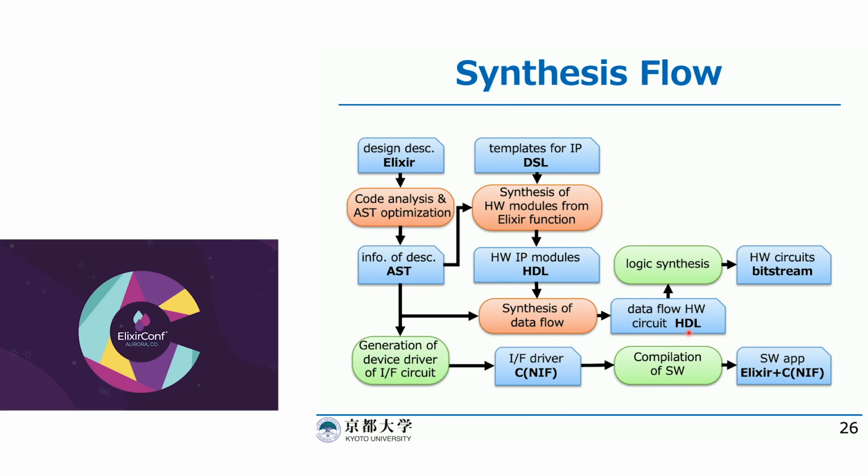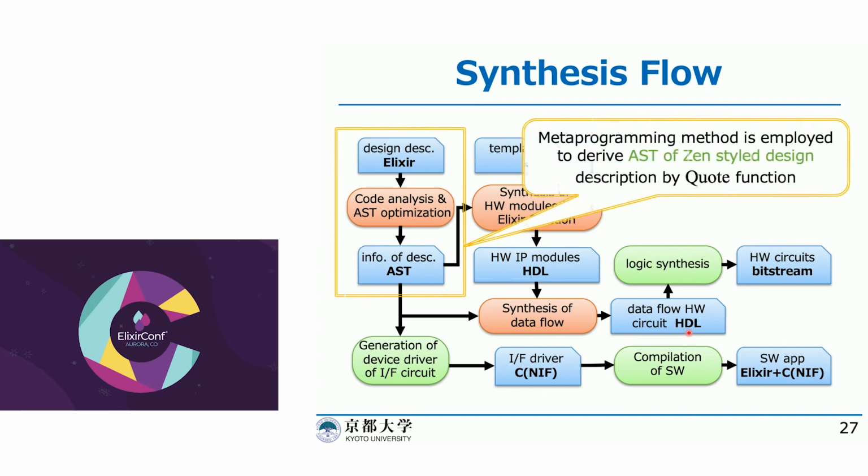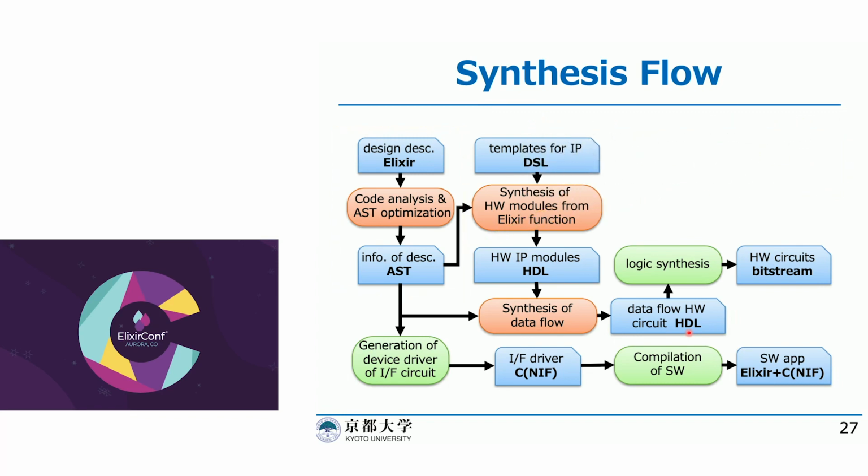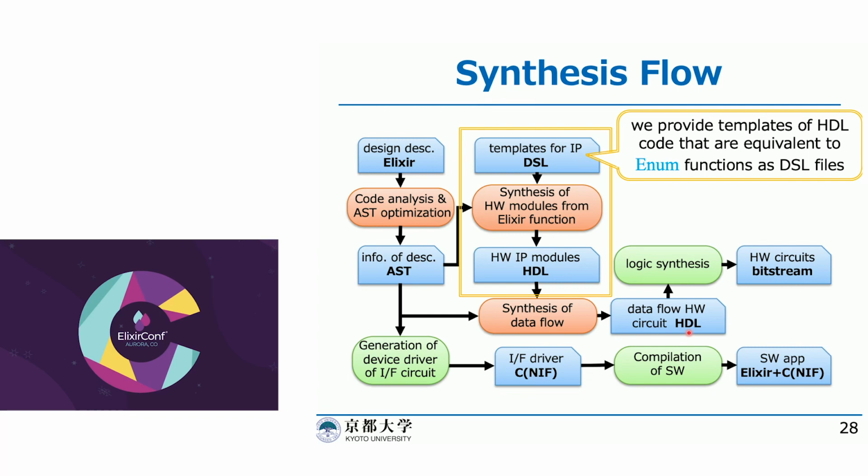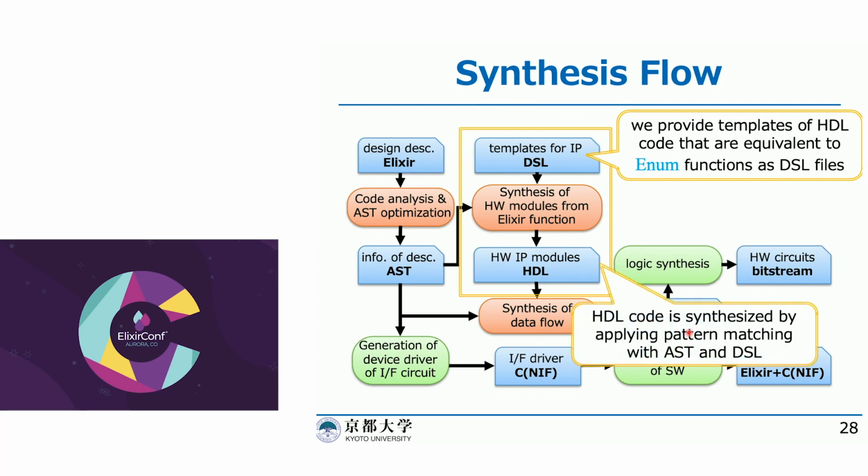This is a synthesis flow of Cockatrice. First, a metaprogramming method is applied to derive the AST of Zen-styled code by the quote function. We can analyze Zen-styled code and convert it to the AST. Next, we provide the template of HDL code that is equivalent to Enum functions as DSL. The reason why we provide the template DSL file is that Elixir has pattern matching features. So we can synthesize hardware modules by applying pattern matching with AST and DSL.